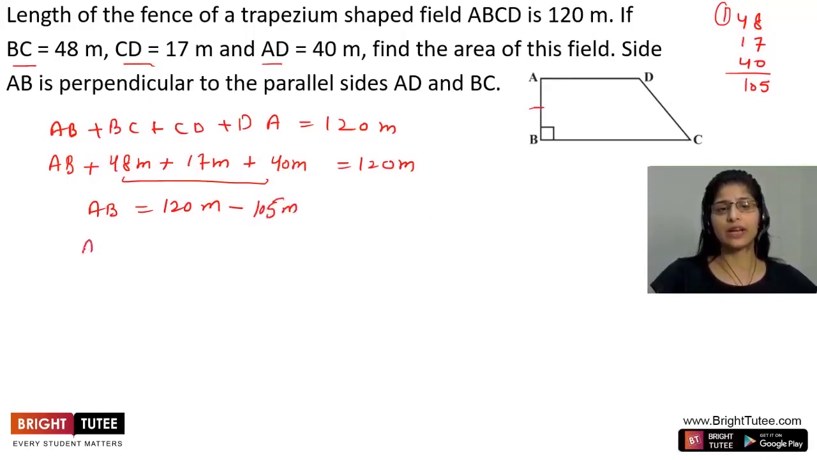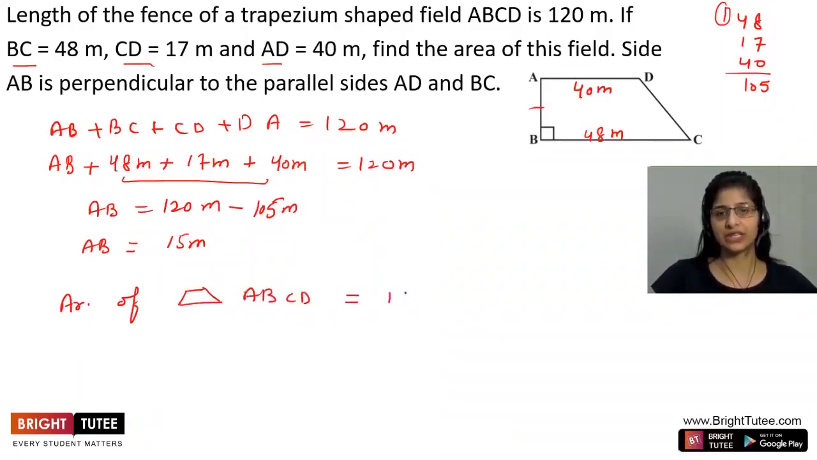So if we subtract 105 meter, what will be the length of AB, students? It will be 15 meters. Right? Now if AB is 15 and AD is given to us as 40 meter and BC is given to us as 48 meter, can we find out the area? Yes. Area of trapezium ABCD is equal to height. Height is how much? 15.